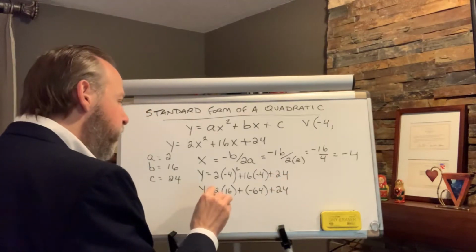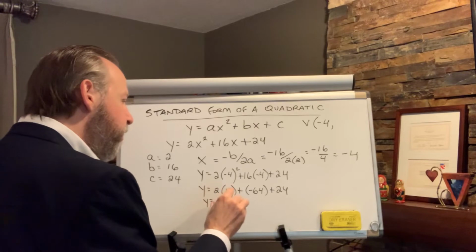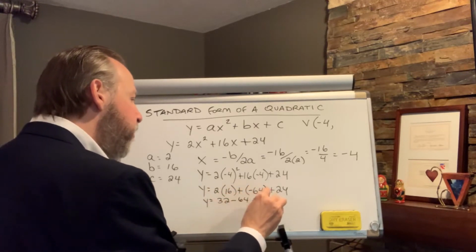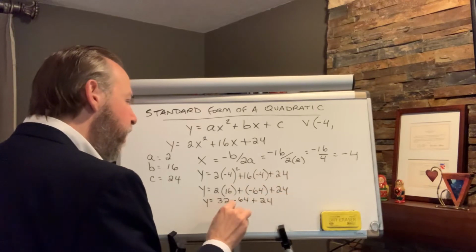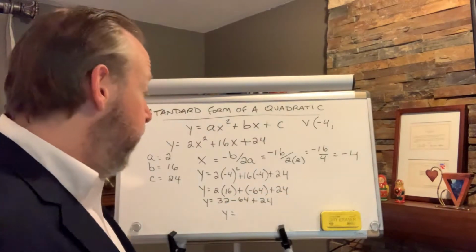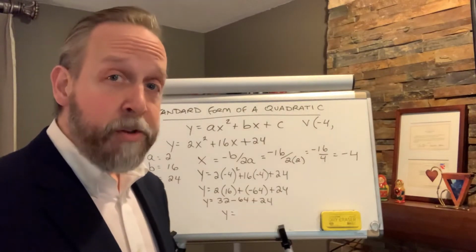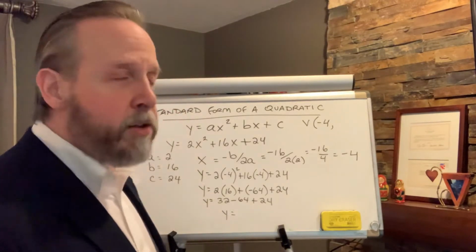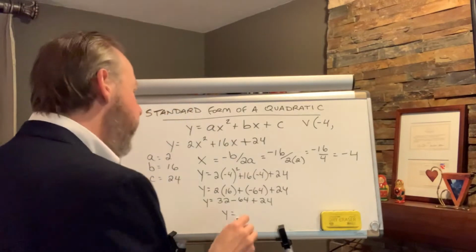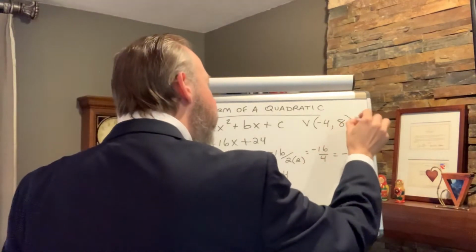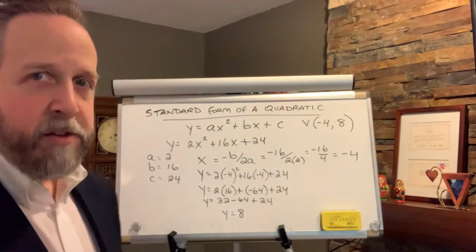Okay, so 2 times 16 is 32 minus 64 plus 24. You can feel free to use a calculator if you'd like, but 32 minus 64 is negative 32, plus 24 gives you 8. So I found my vertex. It's at negative 4, 8.